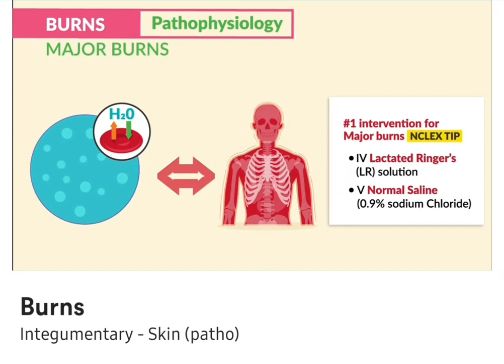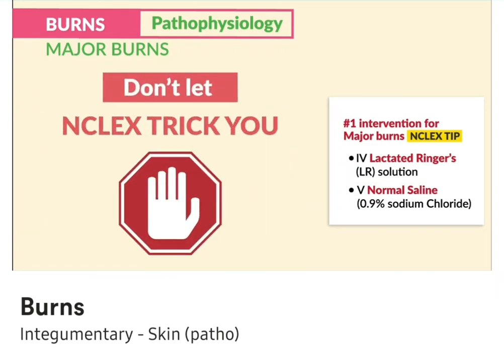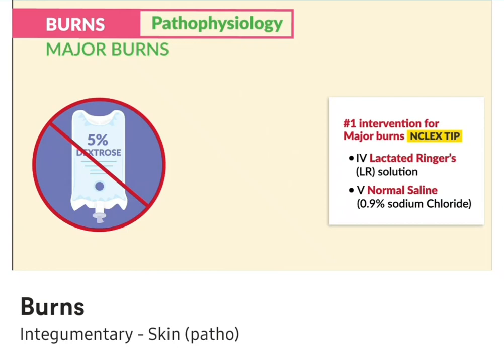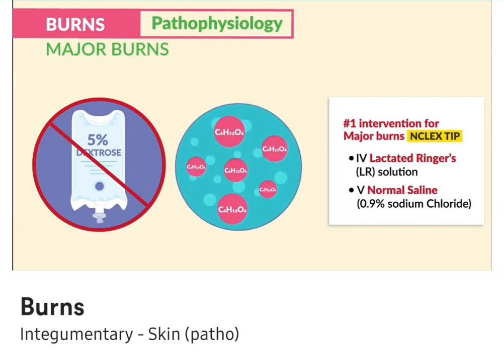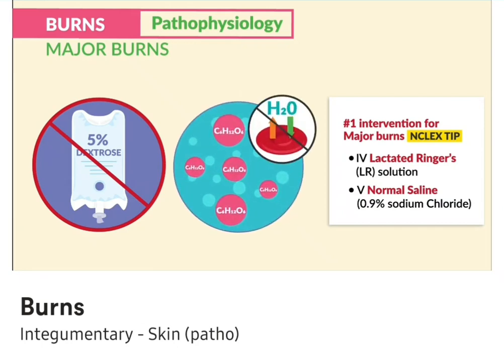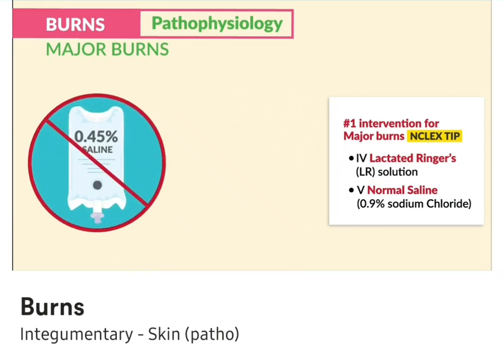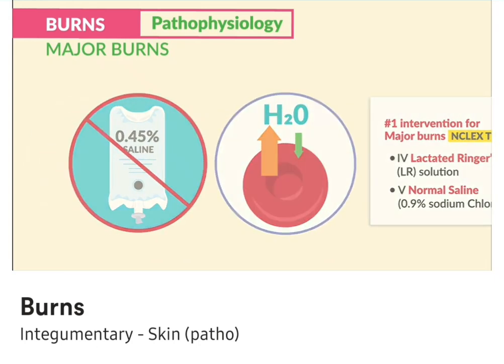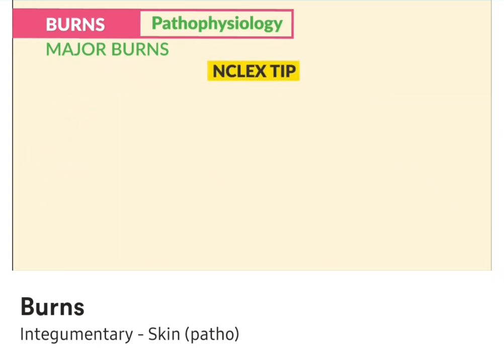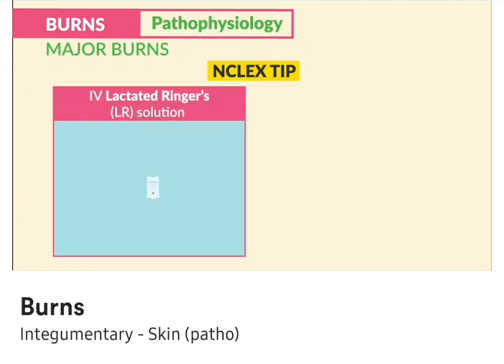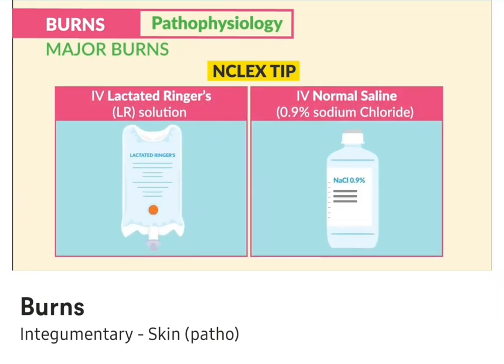Fancy words for it increases the fluid volume inside the blood vessels, increasing the blood pressure and saving your patient's life. So don't let the NCLEX trick you here. We're not administering 5% dextrose, that glucose in water, which is not an isotonic solution, and not 45% normal saline, or 0.45%. That's a hypotonic solution. Only isotonic solutions here. So write it down again. Lactated ringers or normal saline.